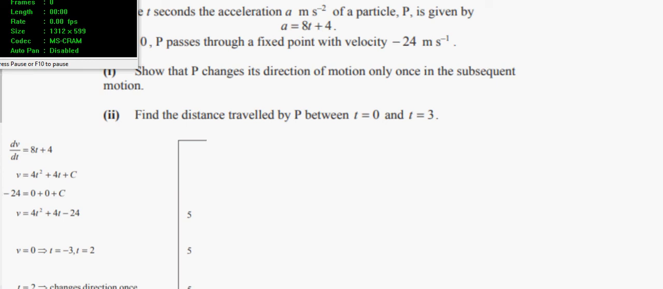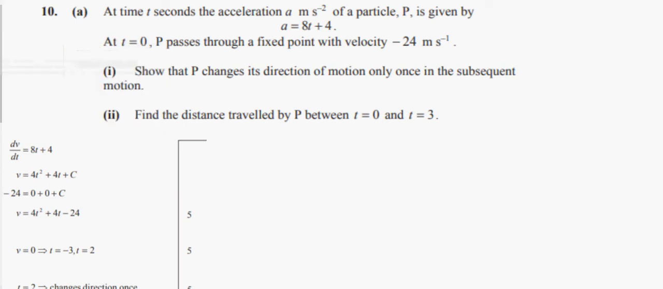Let's do this. At time t seconds, the acceleration a of particle P is given by a equals 4t plus 4. At t equals 0, P passes through a fixed point with a velocity of minus 24 meters per second. Show that P changes its direction of motion only once in the subsequent motion.